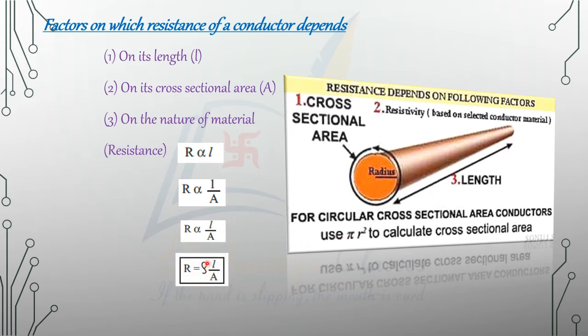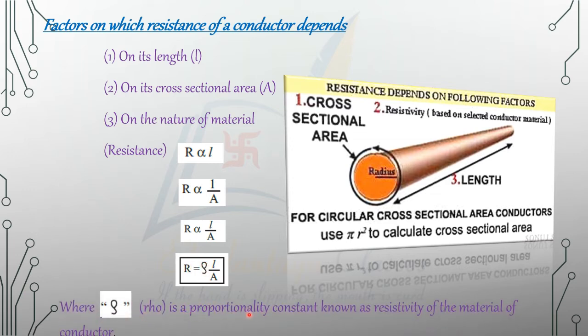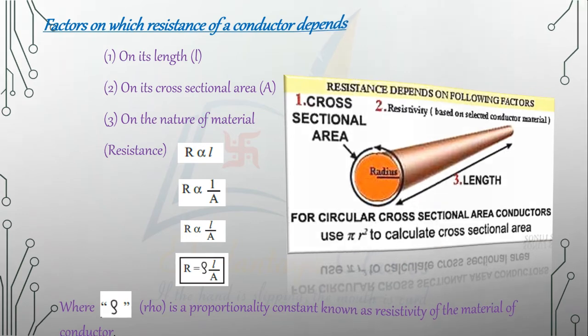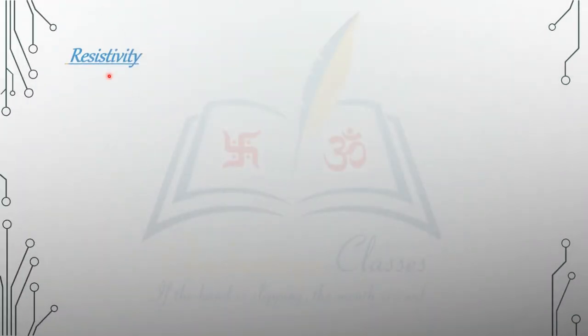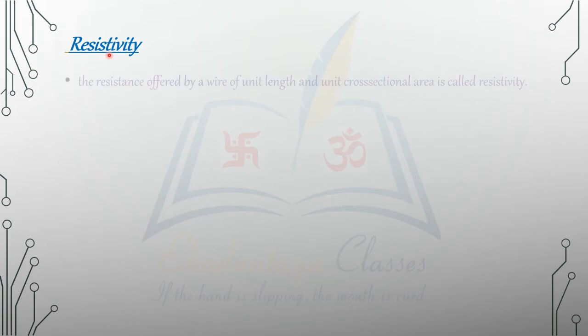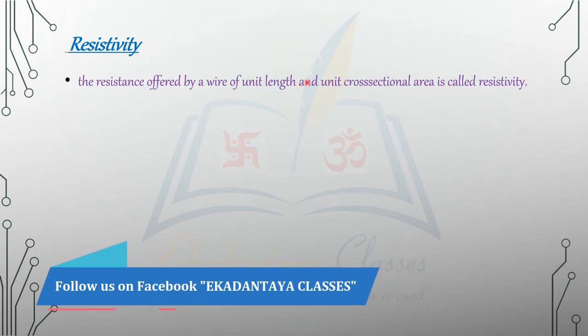After introducing the constant, R = ρL/A, where this symbol ρ (rho) is a proportionality constant known as the resistivity of the material of the conductor. Resistivity is the resistance offered by a wire of unit length and unit cross-sectional area.